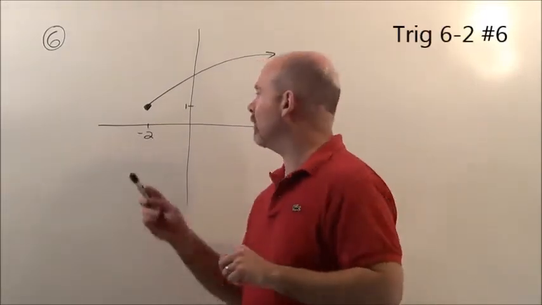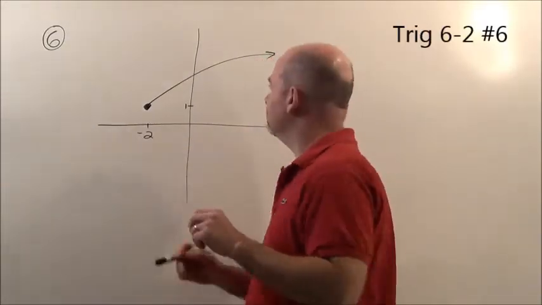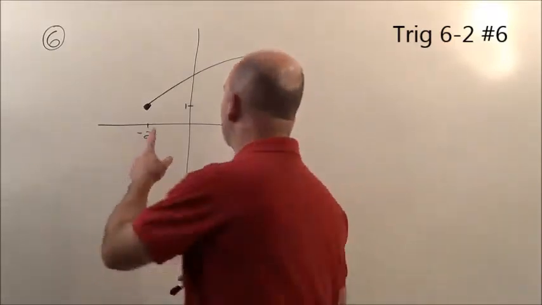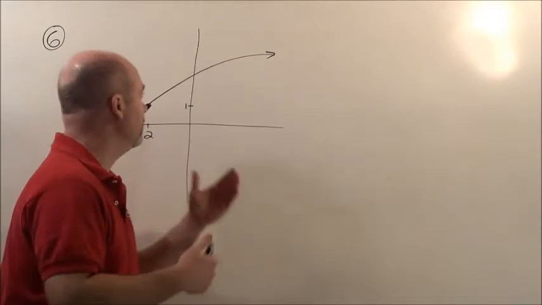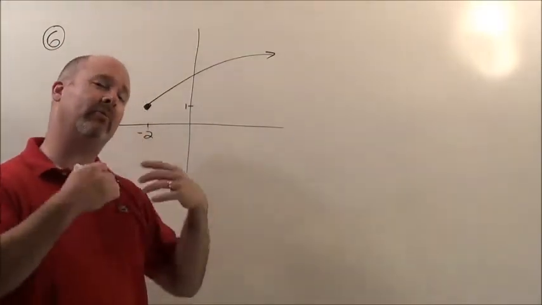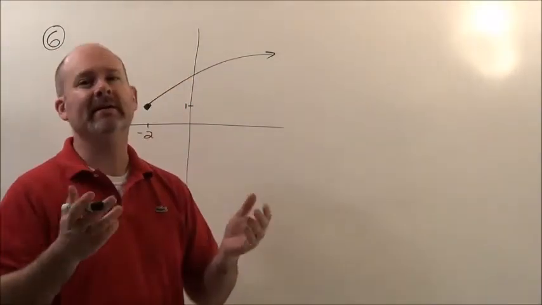Here's problem 6 where it gives us a graph and it says, hey, what is this graph? You have this point at -2, 1 and you have this upper part to it. What does this look like the graph of? You got to recognize, is it a parabola? Is it an absolute value?